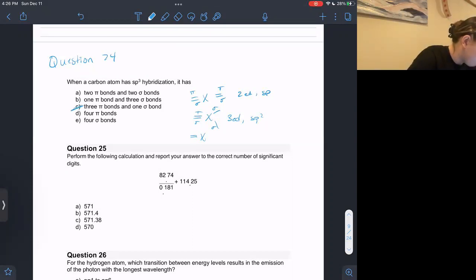I don't think that can happen. 4 pi bonds, you have to have a sigma bond if you have a pi bond. So that also can't happen. Or 4 sigma bonds. So 4 sigma bonds would be sigma, sigma, sigma, sigma. That's 4 electron domains, which is an sp3. Okay, I like E. That was a good question. That made me think.